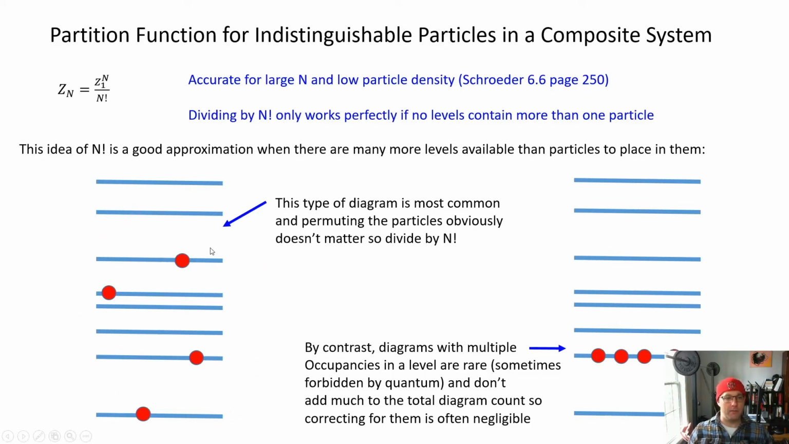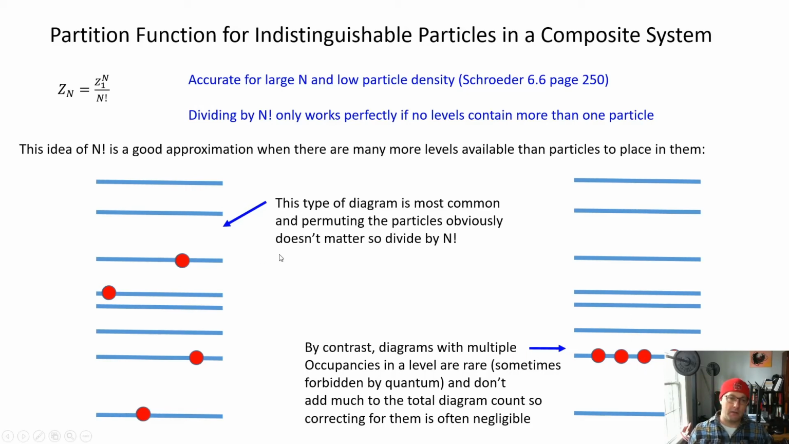If we have a bunch of levels and a bunch of particles, and they're all in different levels, just permuting them changes nothing, and the n factorial precisely corrects for the fact that permutations don't change anything. However, if we imagine putting all 4 particles in the same level, it's true that permuting them doesn't change anything, but it doesn't quite factor out exactly the way the number of diagrams would be counted that have this condition.